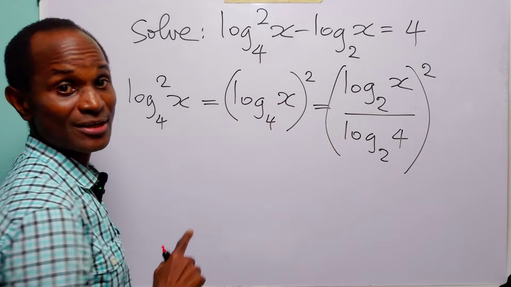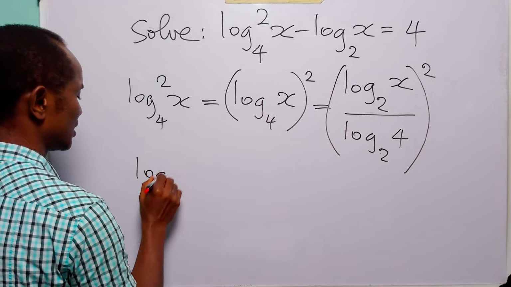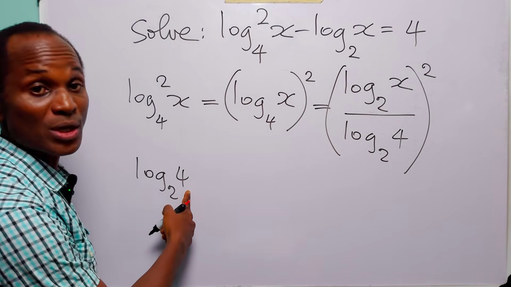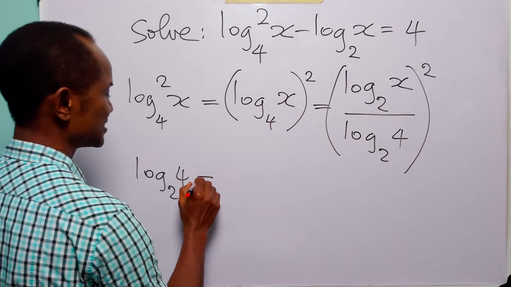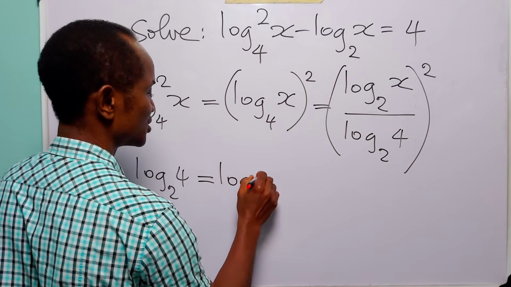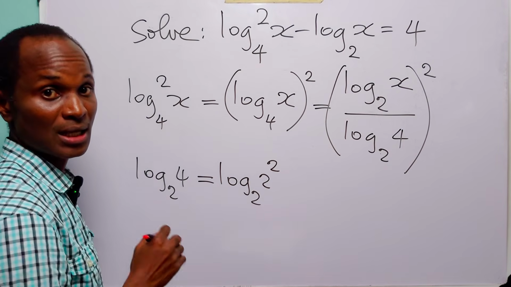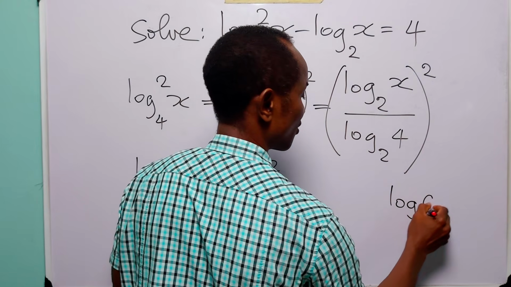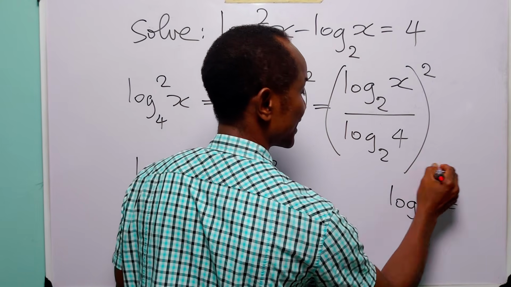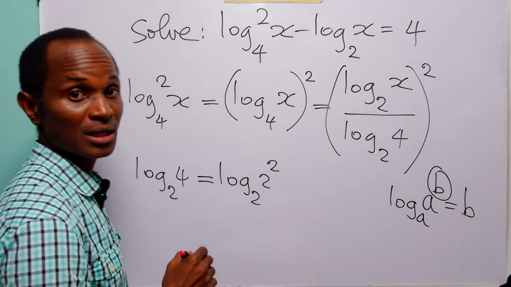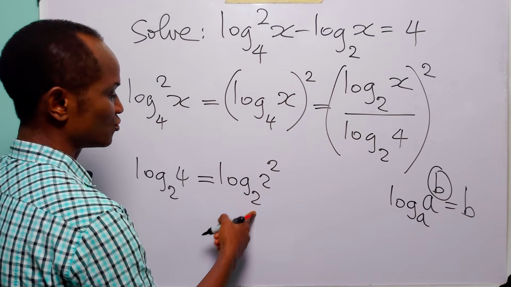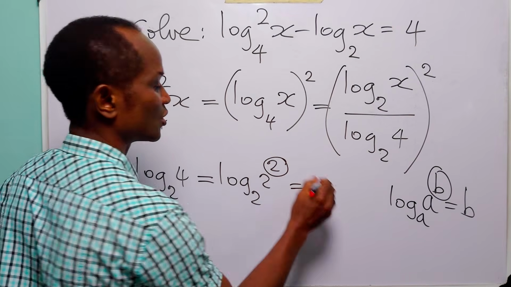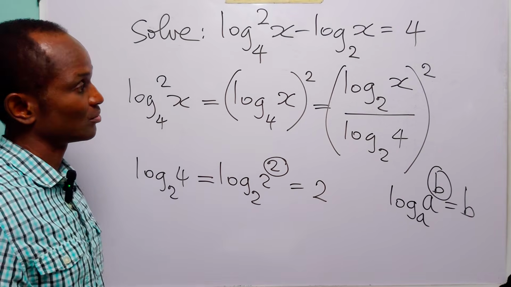Now let us look at this denominator. We have log to base 2 of 4. But of course, you know that 4 is equal to 2 squared. So this can be written as log to base 2 of 2 to the power 2. Now let us remember that log to base a of a to the power b is equal to b. So that means that log to base 2 of 2 to the power 2 is equal to 2.